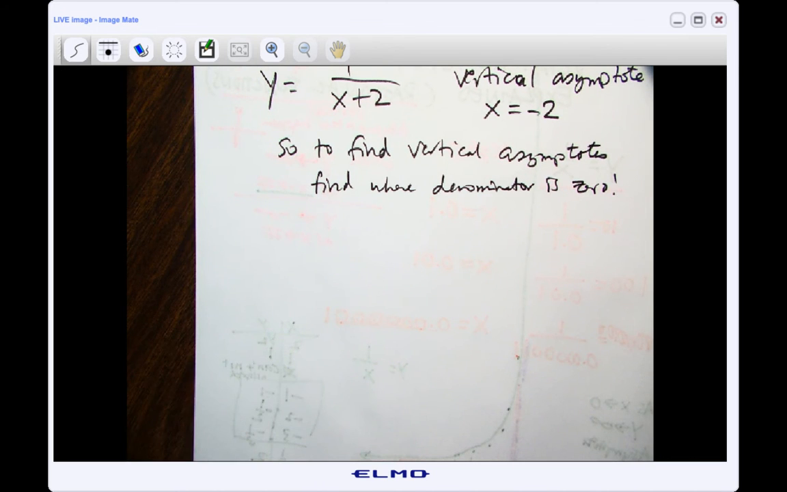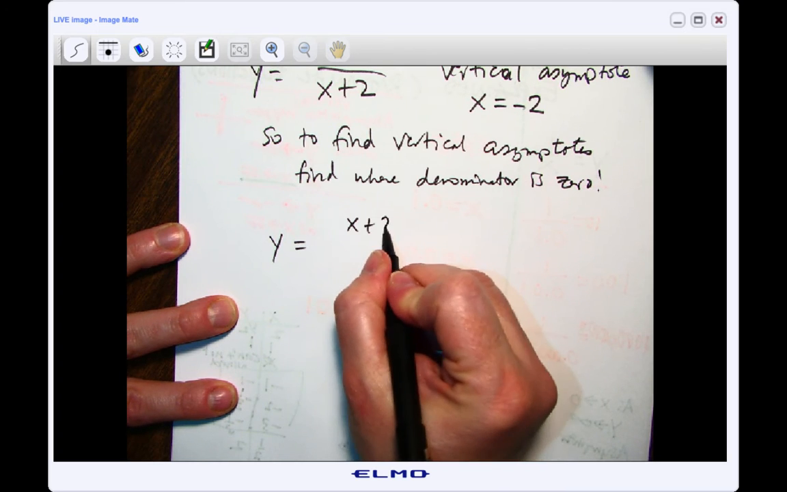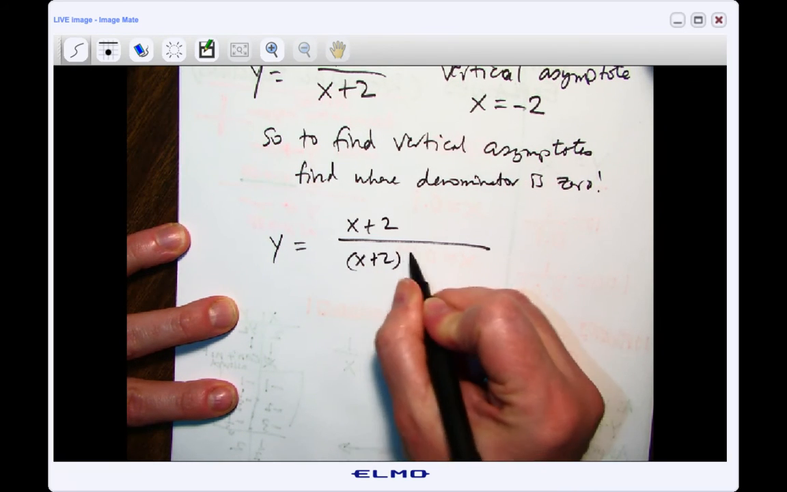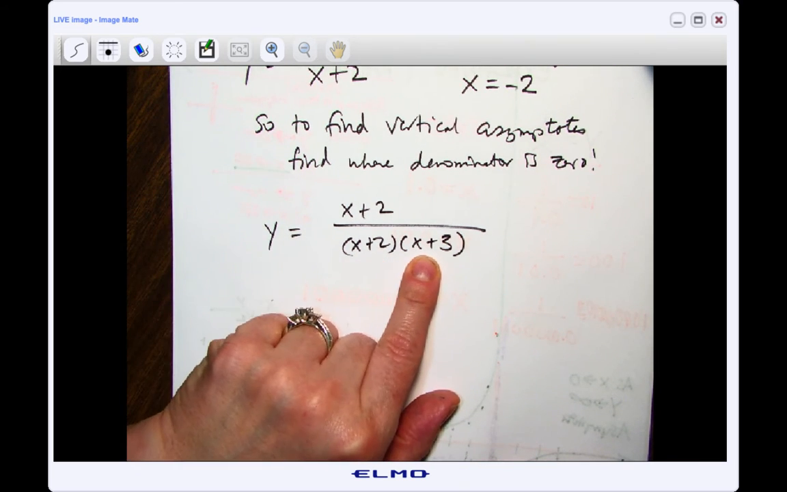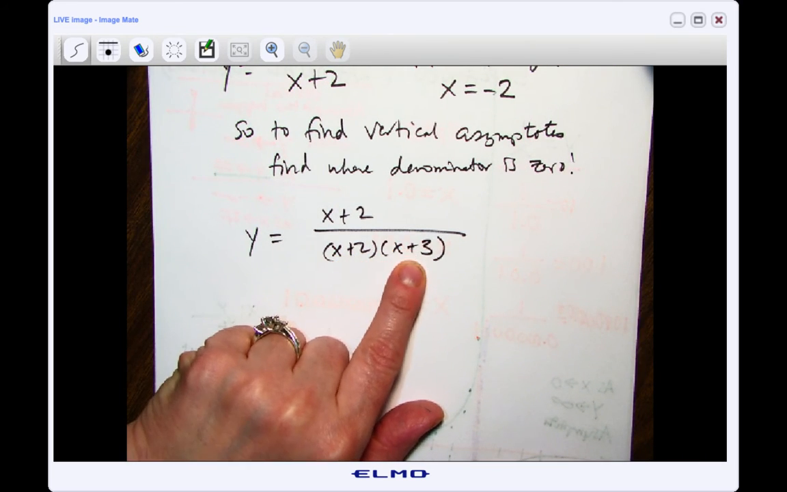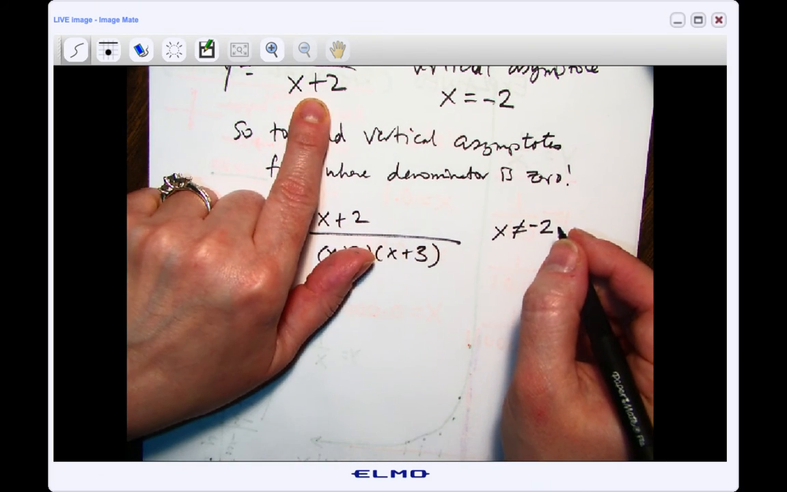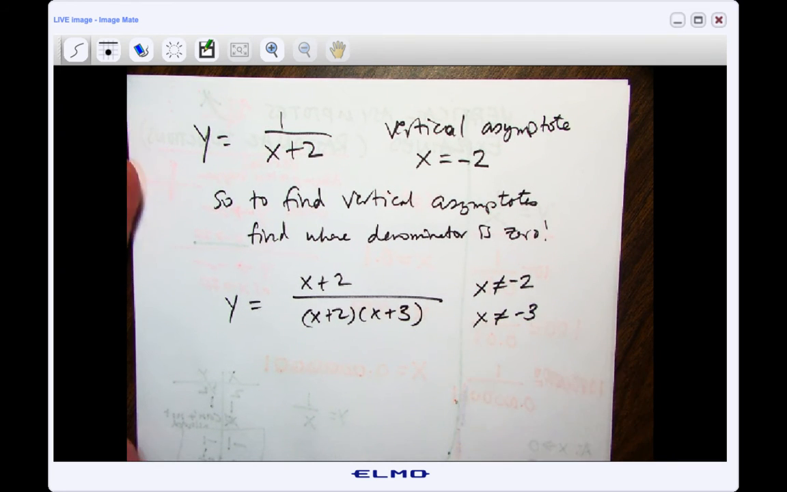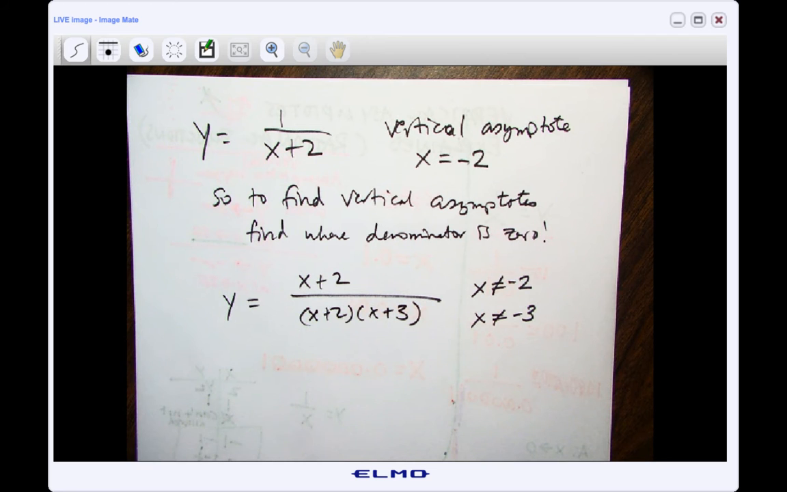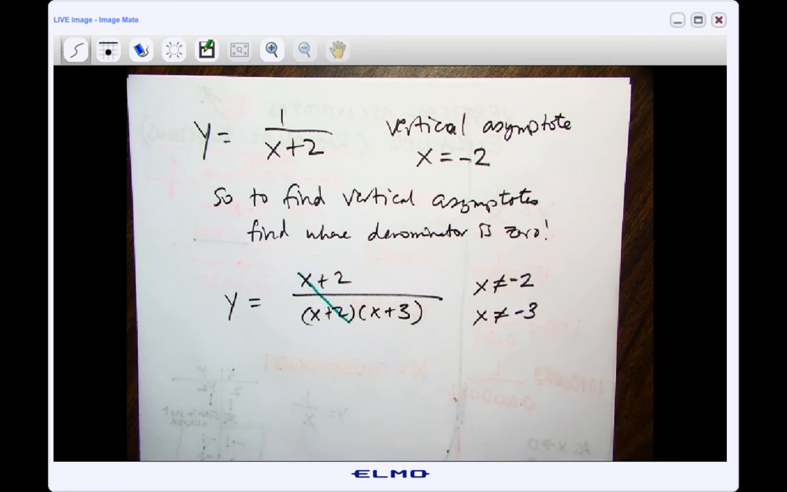Okay, now there's only one thing that you have to be careful of, and it's something like this. Now there's 2 places in this denominator where you could make this be a 0. So in this case, my 2 excluded values are going to be x cannot equal -2, just like in this one. But x can also not equal -3. Okay, but take a look. If I were to reduce this fraction, do you see that? I just canceled out those x plus 2's.